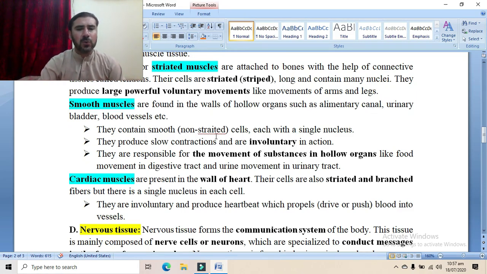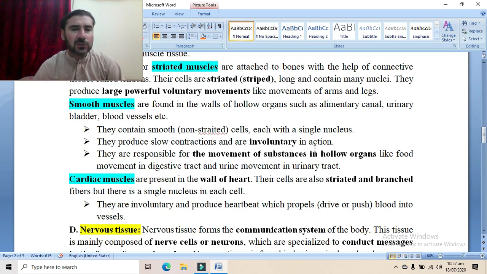They contain smooth, non-striated cells, each with a single nucleus. They produce slow contractions and are involuntary in action. They produce slow contractions and, as a result, slow movements. That is why they do not require much energy. That's why there is a single nucleus in their cells, and there are few mitochondria, the energy powerhouses, in their cells, and they are involuntary in action. They are not under our will.